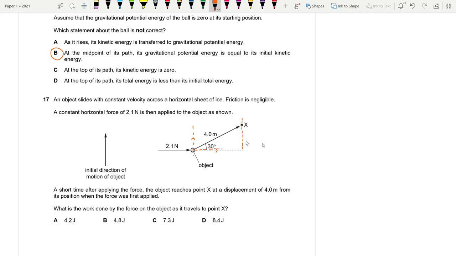So basically, if you think about it, because this force is acting towards the right, you can only consider work done that moves the object towards the right. So we need this distance basically. So we can use trigonometry to get this horizontal distance. We can say that cos 30 is equal to adjacent by hypotenuse. So cos 30 into 4 is 2 root 3. This is the distance moved towards the right. Now we know that work done is equal to force into distance. So 2.1 into 2 root 3. How much is that? That's 7.3 joules. So that should be our answer, 17 is C.